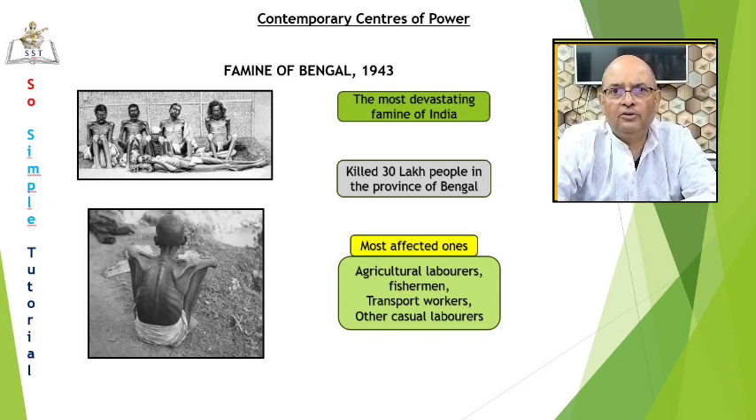Students, have you ever heard of the famine of Bengal? It was the most devastating famine that occurred in the province of Bengal. It is estimated that over 3 million people died of starvation, malnutrition, and related illness during the famine. But who were affected the most by the famine? They were the agricultural laborers, fishermen, transport workers, and other casual laborers, most affected by the dramatically increasing price of rice.